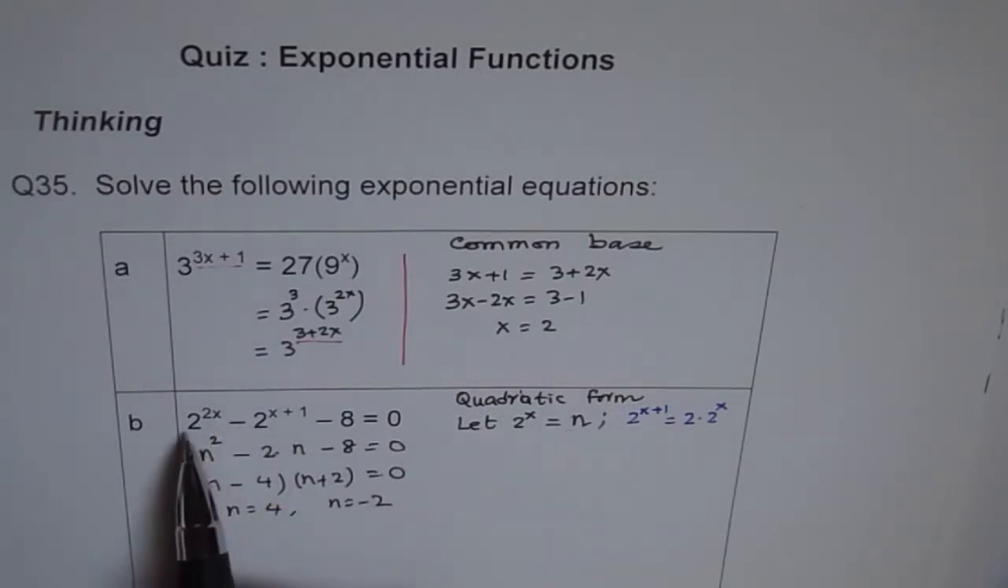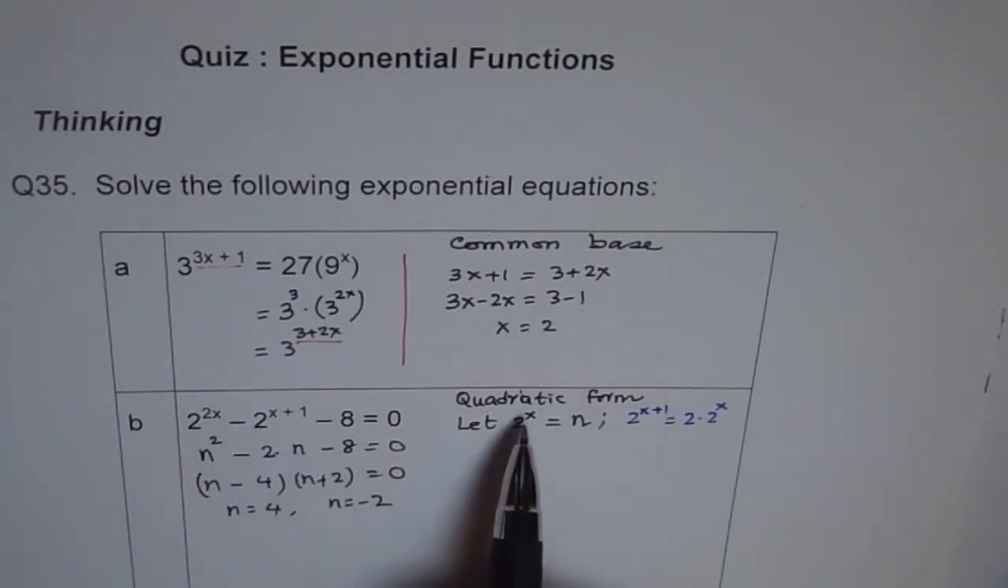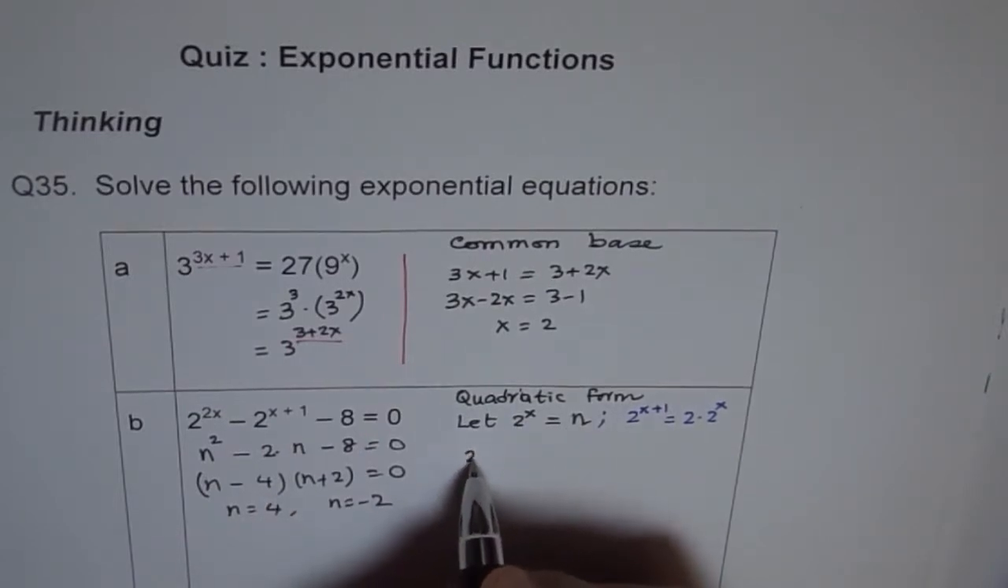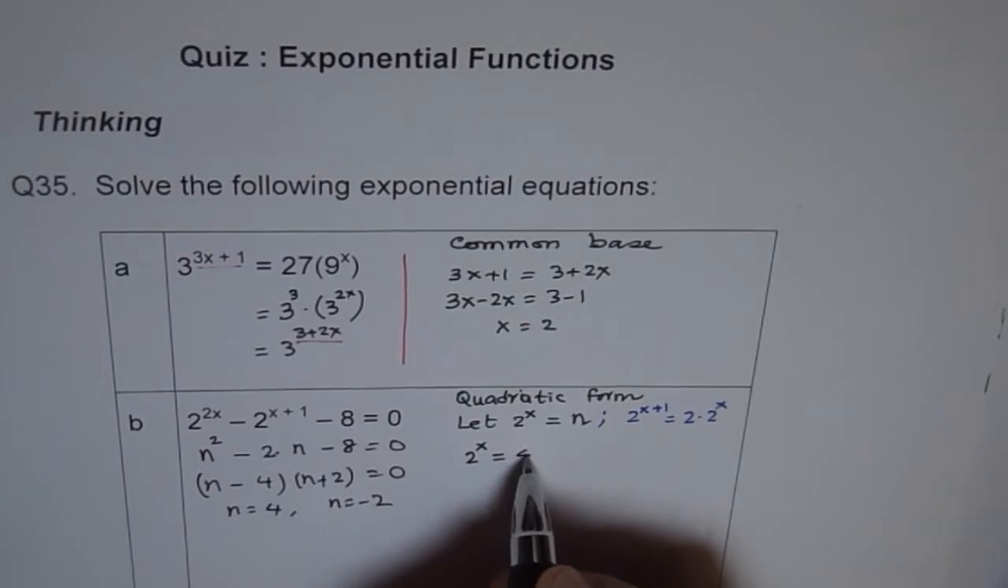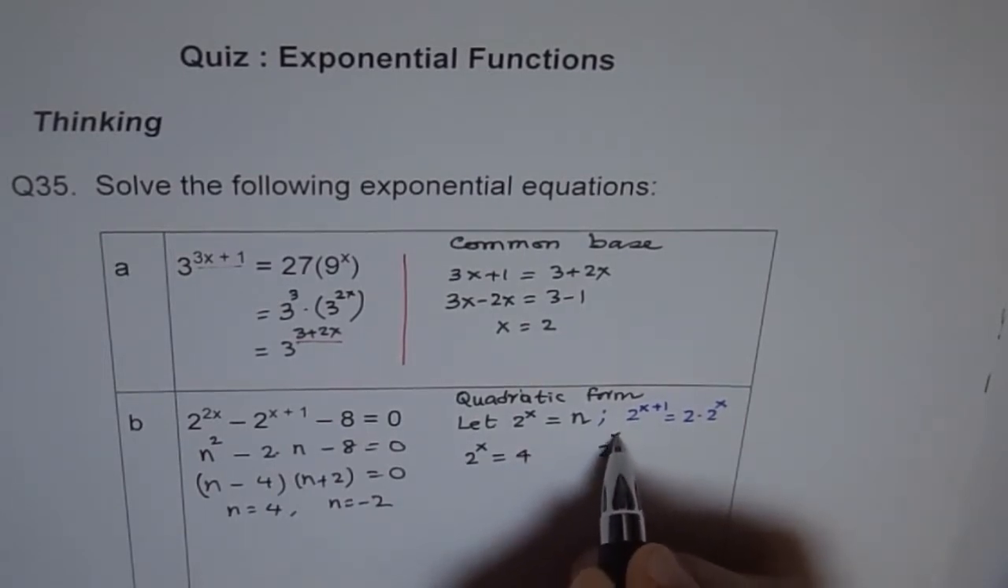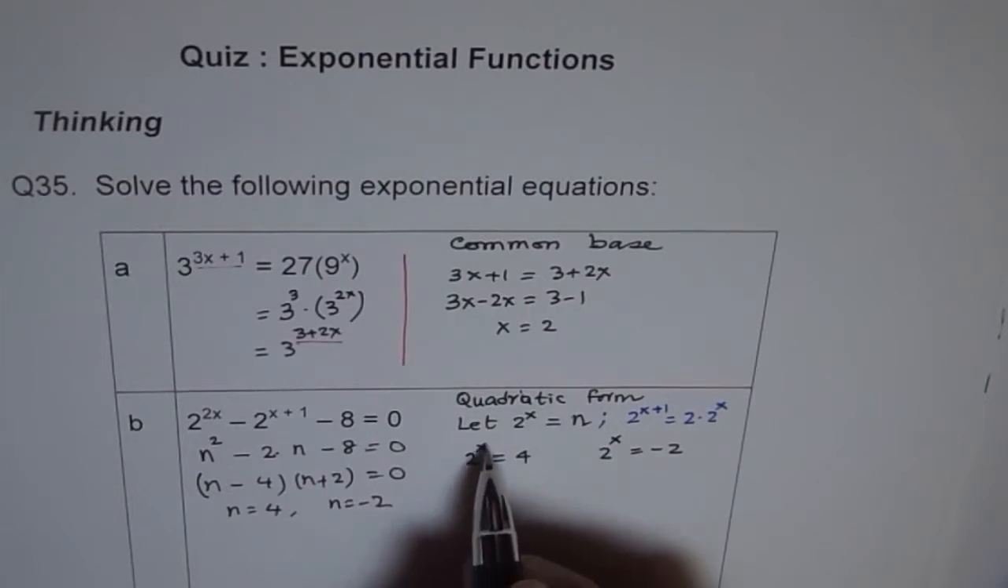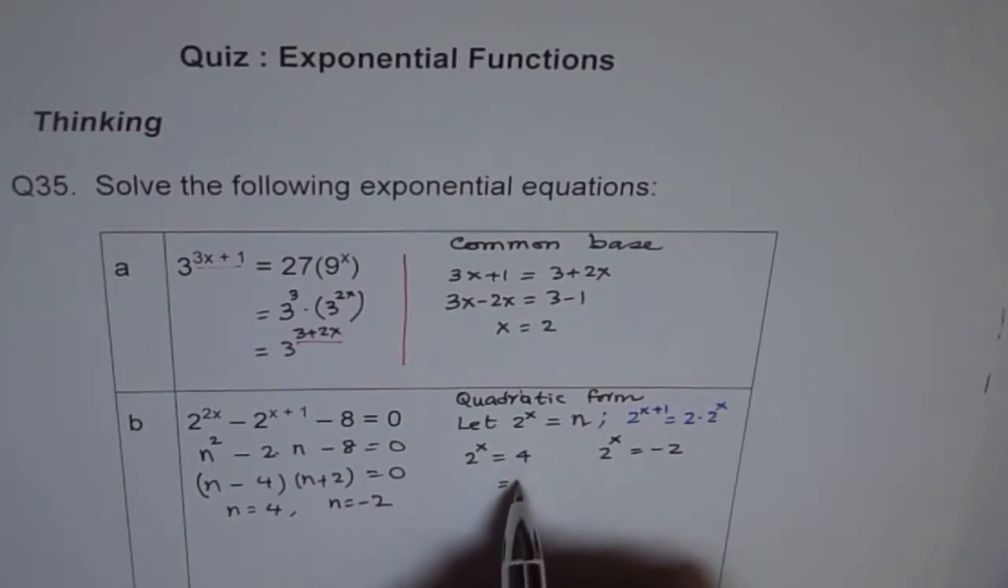We need to find what x is, correct? 2 to the power of x is n. Therefore, we have two solutions. We can write 2 to the power of x equals 4 or 2 to the power of x equals minus 2, correct? If I write 4 as a power of the common base, it is 2 squared. Therefore, I get x equals 2, right?